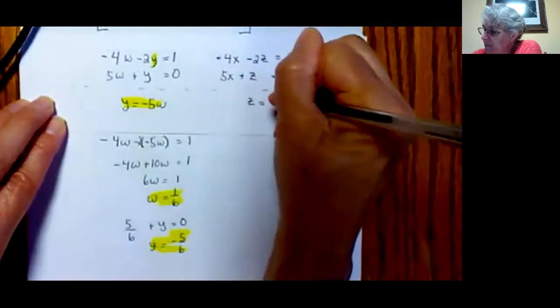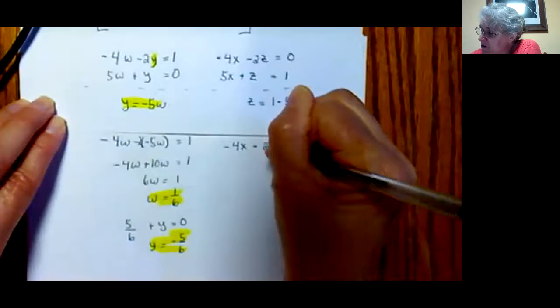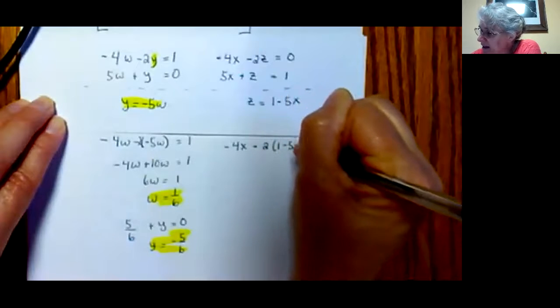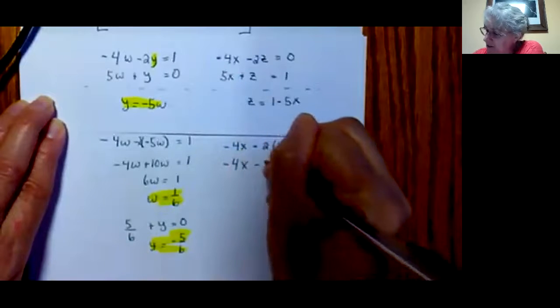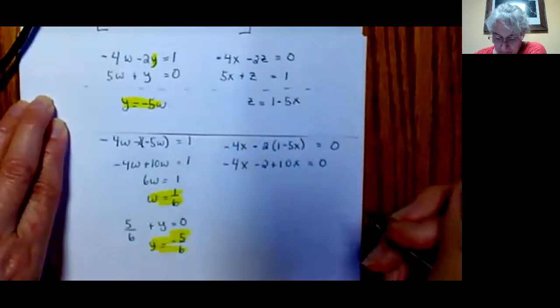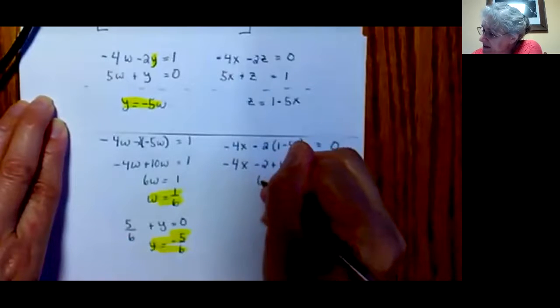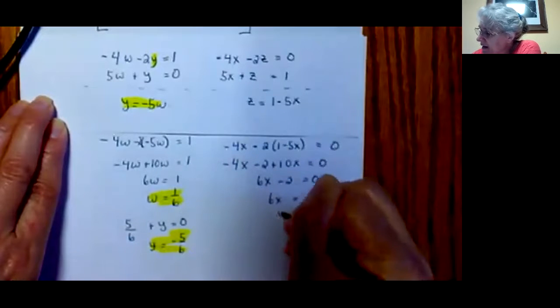Well, Z is going to equal 1 minus 5x. Substitute it back in. Minus 4x minus 2 times 1 minus 5x equals 0. So minus 4x minus 2 plus 10x equals 0. So we end up with 6x minus 2 equals 0. 6x equals 2. X equals 2/6. I'm going to go ahead and leave it as 2/6 and not simplify it, and you'll see in just a second. Okay, so we found our x.